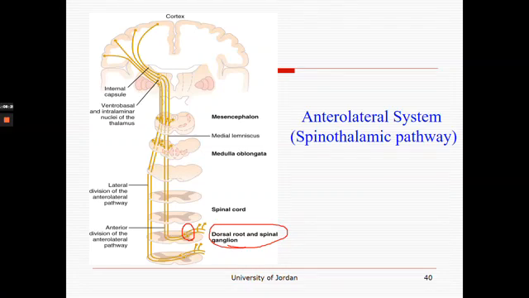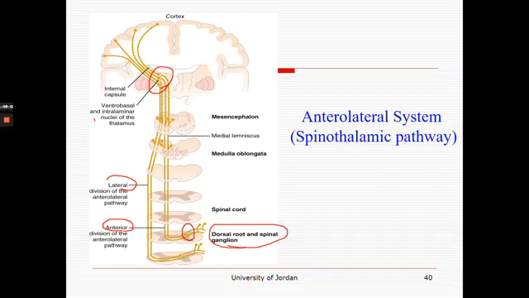And they ascend where? They ascend either in the anterior column of the spinal cord, or they ascend in the lateral column of the spinal cord. That's why it's called anterior lateral spinothalamic. And they go to the ventrobasal part of the thalamus, which is VPL, VPM, ventroposterior lateral and ventroposterior medial.